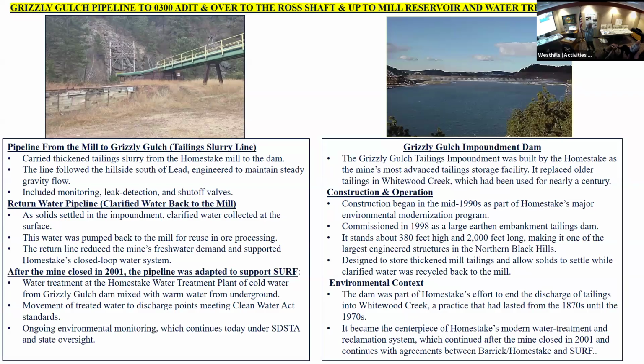A little bit down the road is the area we call the 300 Adit. That was a tunnel that goes towards the Ross Shaft. I'll tell a little bit more about that. And that brings the pipeline from the Grizzly Gulch impoundment. I said we had to treat that water. We mix it with the underground water because it's cold. The underground water is hot.